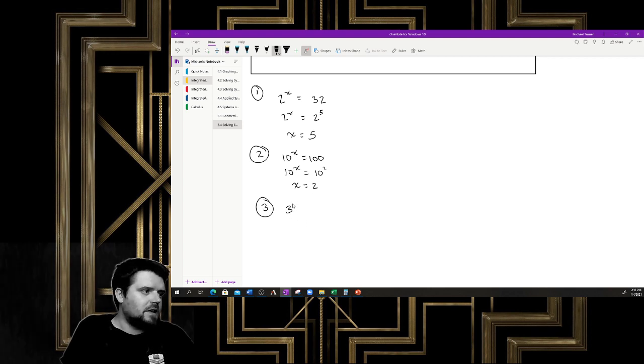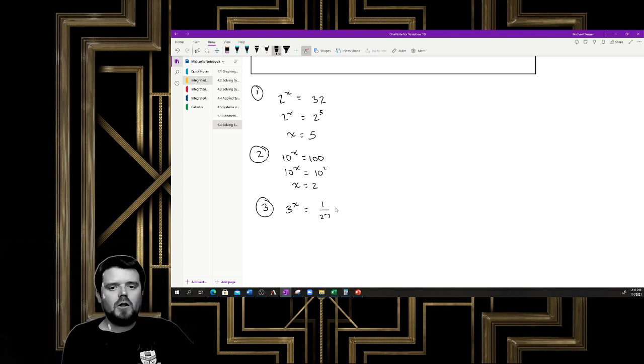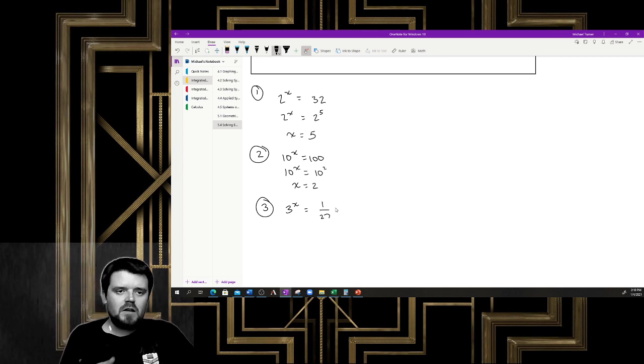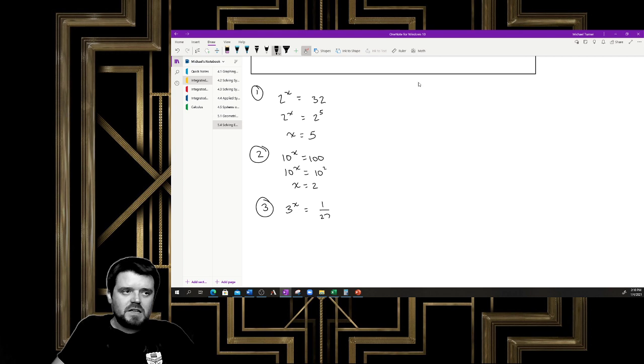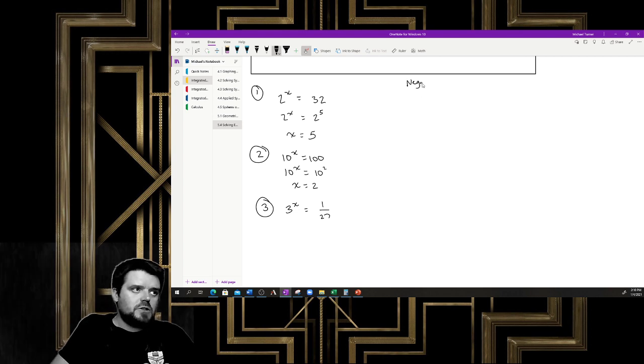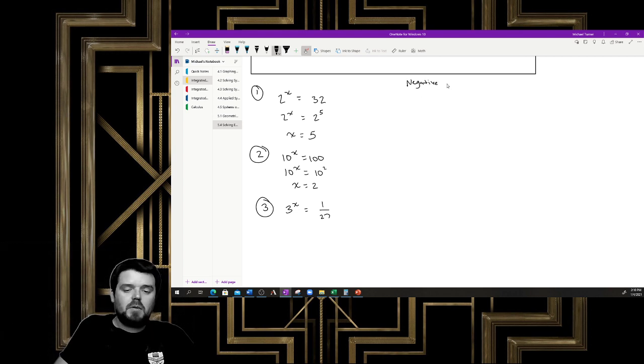So let's say I had something like 3 to the x equals 1 over 27, for instance. Well, the number on the right is smaller than the base that I'm trying to achieve. This is where you would need to use your negative exponent rule. If you need to, you can go back to, off the top of my head, I believe it's Unit 2. There's a video on rules of exponents if you need a refresher.